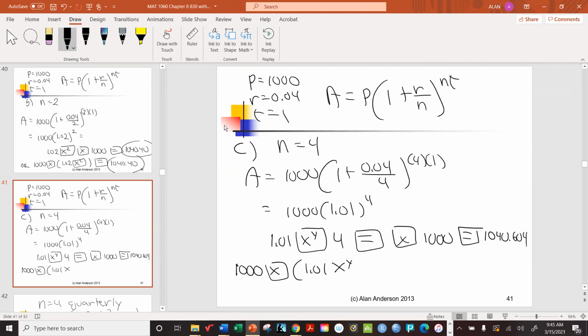The other option is to go from left to right, which means 1,000 times, open parentheses, 1.01, x to the y, 4, and then close, equals. That should do it. Let me double check that. Yeah, either way, you'll get the same thing. So you can decide how to approach this.